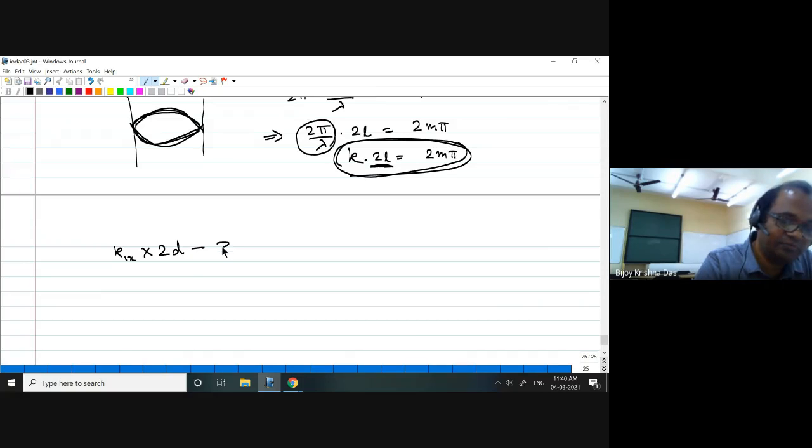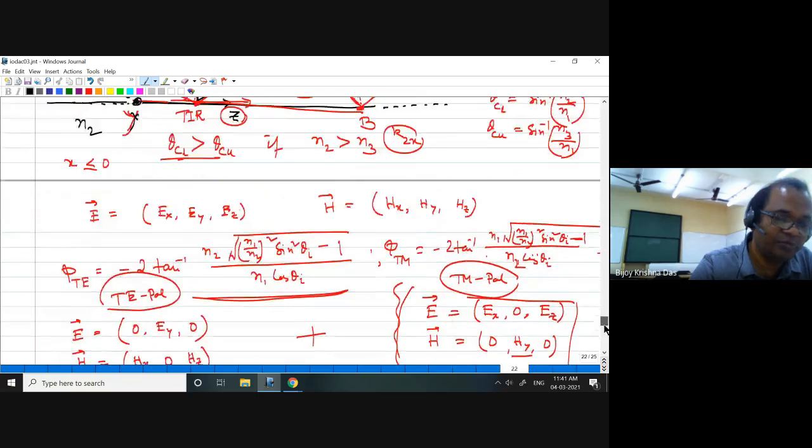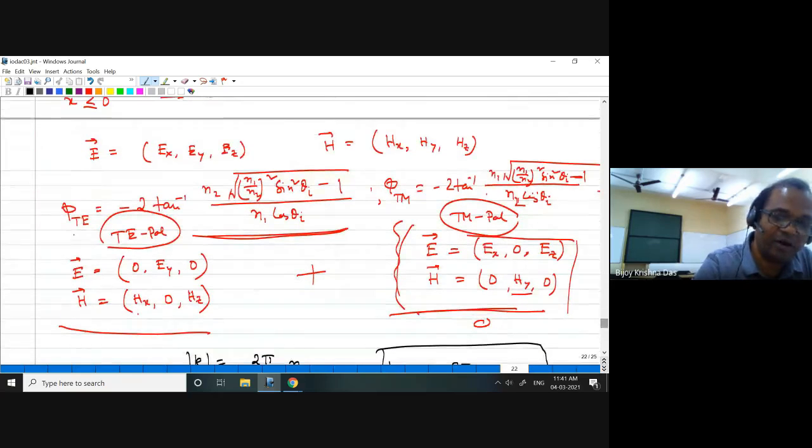minus phi u minus phi l. Why minus? Normally in the textbook, it is actually written with a minus sign. Why? Because when I express phi t or phi tm, this minus sign we don't write. We just simply consider phi t and phi tm with positive sign. But inherently, their negative sign is there.